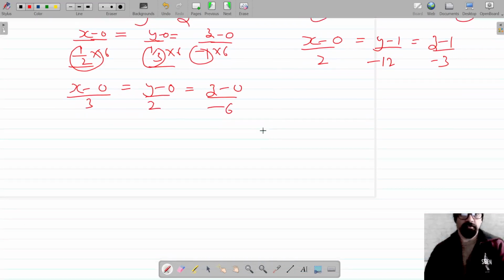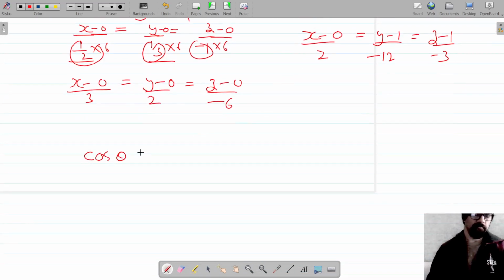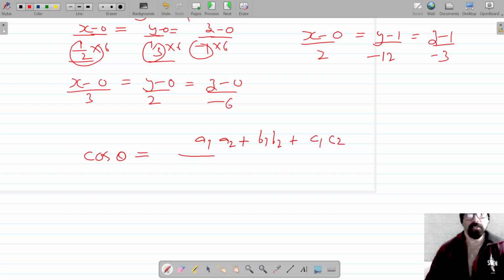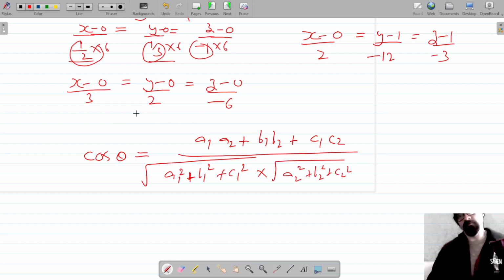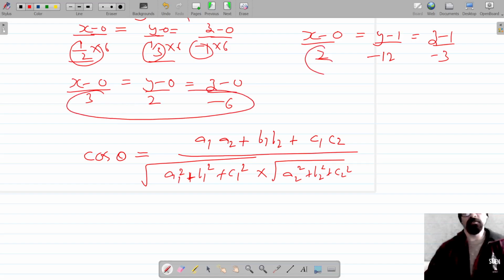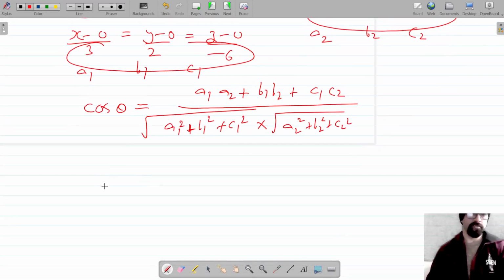And now we know that the angle theta between two lines is given by cos theta equals a1 a2 plus b1 b2 plus c1 c2, upon under root of a1 square plus b1 square plus c1 square, into under root of a2 square plus b2 square plus c2 square. So where are these a1, b1, c1 and a2, b2, c2? These are the direction ratios of the lines. That's why we converted them to the standard equation. So let's put in the values.